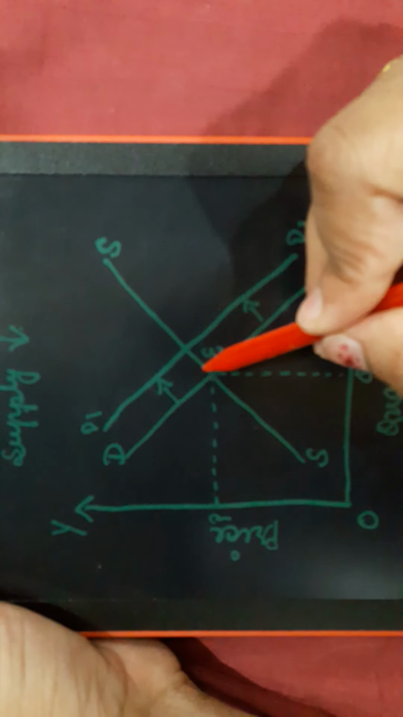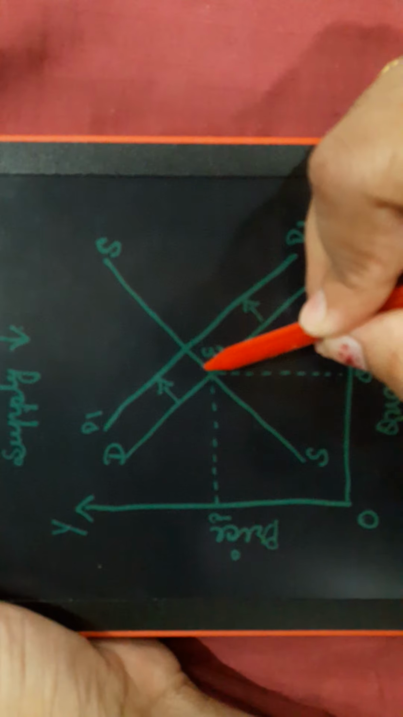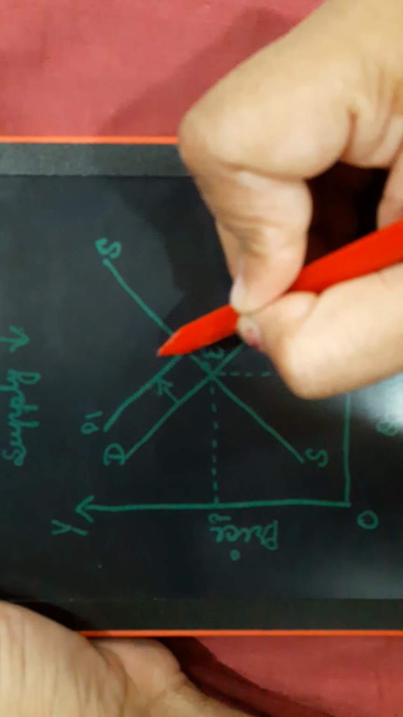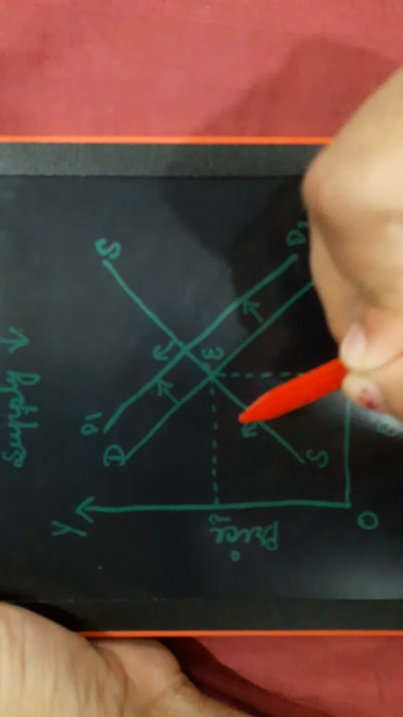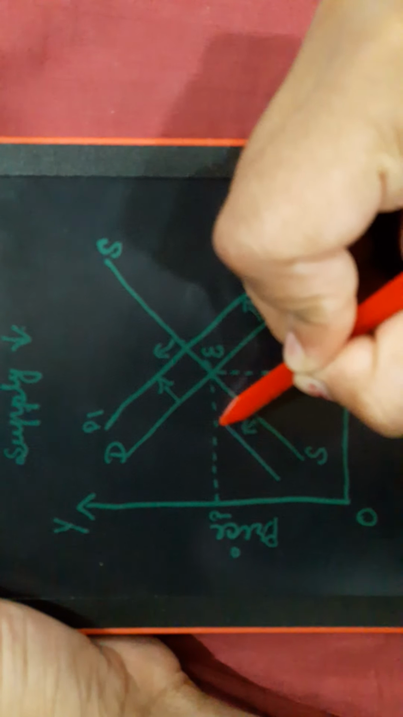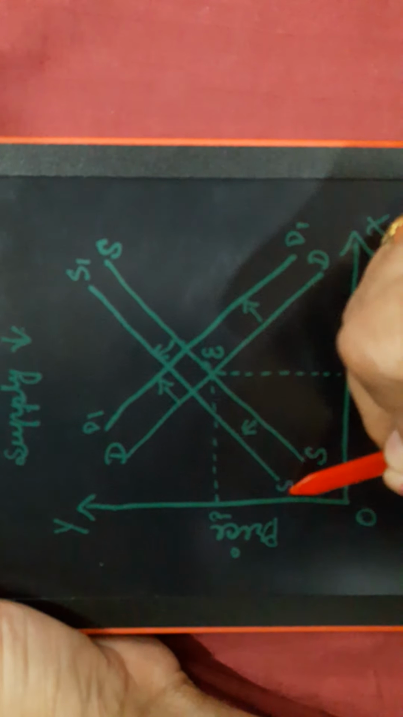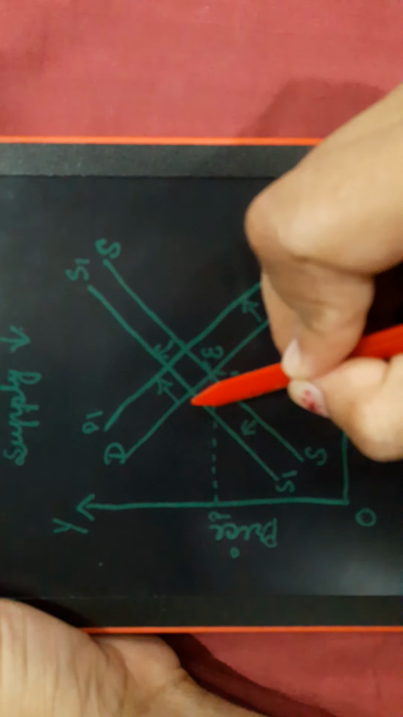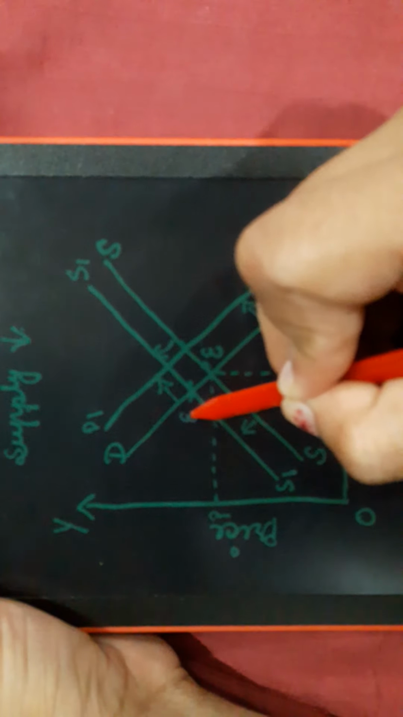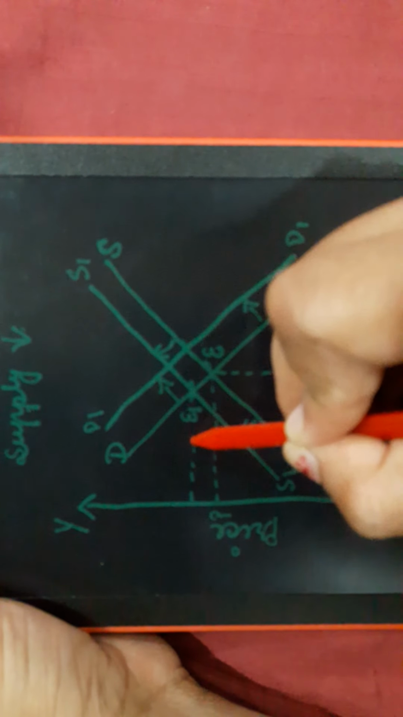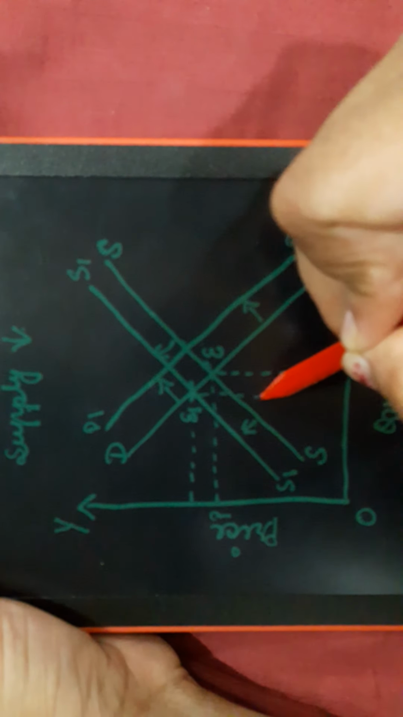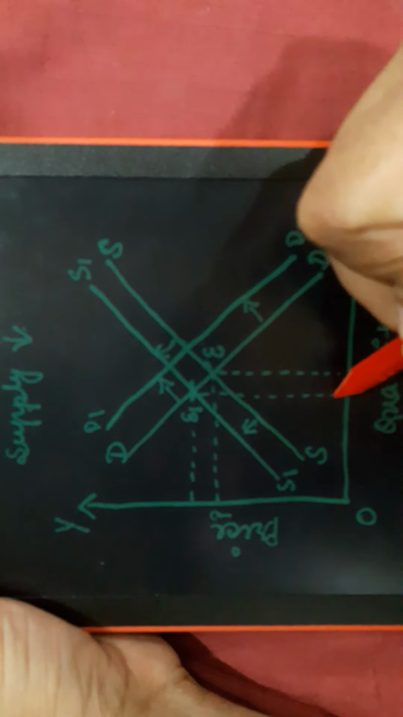Now the supply curve, that is decreasing. If supply is decreasing, it means it would be shifted from the upside. So we'll have to draw the curve like this, S1 and S1. So the equilibrium point would be shifted from this to this, and there would be a new price and new quantity.